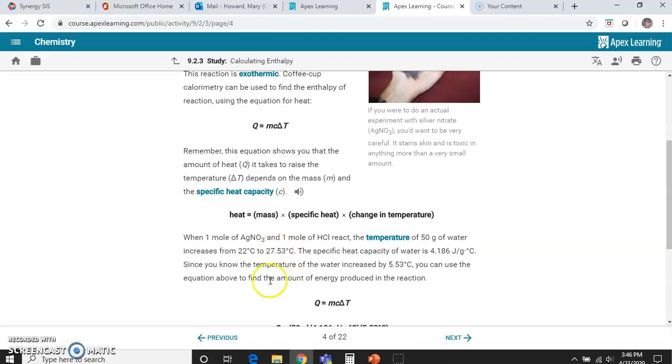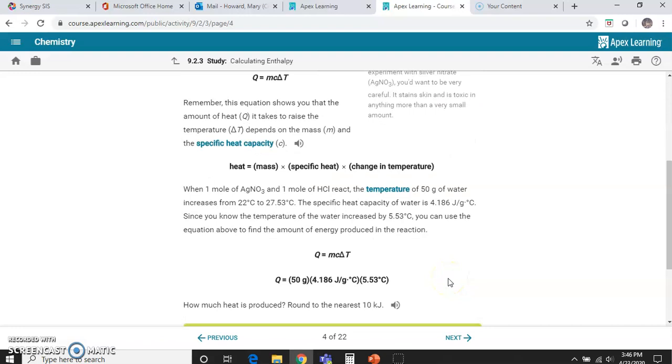Anywho, we have that the temperature of the 50 grams of water increases from 22 to 27.53, and the specific heat capacity of water is 4.186. We know the temperature increased by 5.53. Remember, we take the difference. You subtract these two numbers, because for the change of T you need a subtraction. You can use the equation above to find the amount of heat.